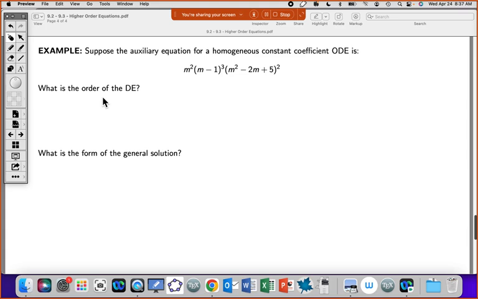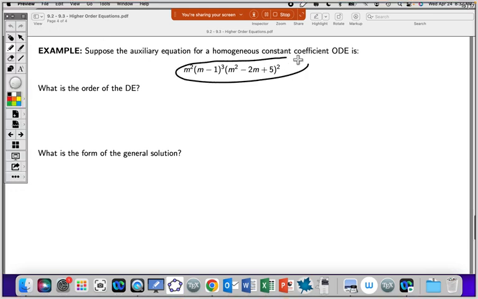All right, so this is kind of working backwards, just to test and review all the big ideas from undetermined coefficients back in the old days. Suppose this is your equation. So once again, auxiliary equation, ancillary equation. I think Zill calls this the characteristic equation. It depends on what book you're reading. Suppose the auxiliary equation for a homogeneous constant coefficient ODE is this.